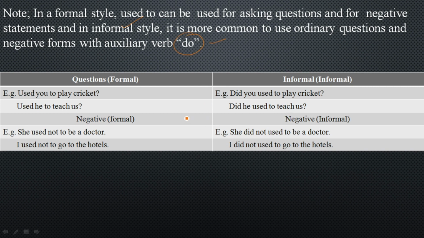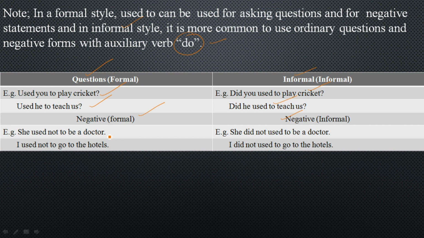Over there we will be using do for questions in the formal way and informal way. "Use you to play cricket?" This is the question, it is the formal and polite way. "Did you use to play cricket?" That is the informal way. "Use he to teach us?" is the formal and polite way to ask the question with the modal auxiliary verb used to. And in an informal way you say, "Did he use to teach us?" And in negative sentences, formal and informal, this is how you are going to make sentences.